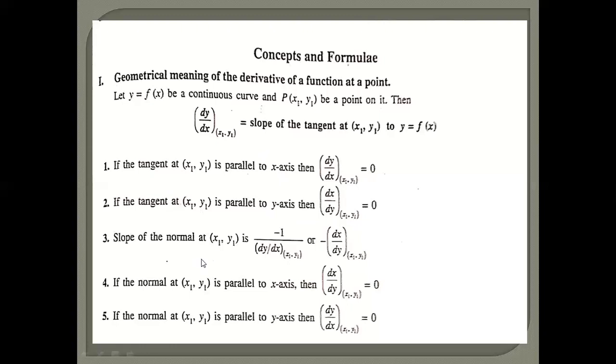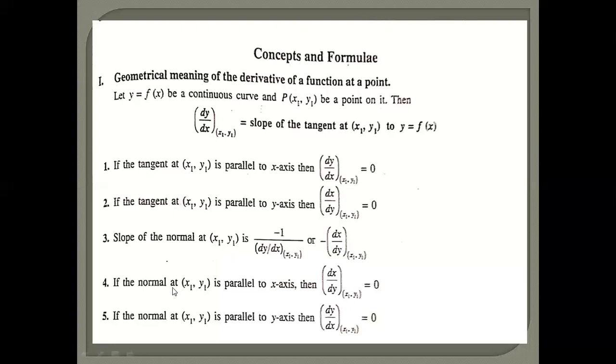Slope of the normal at x1 comma y1. Slope of the normal at x1 comma y1 is minus 1 by dy by dx at x1 comma y1. Normal is nothing but perpendicular. Slope of the normal at x1 comma y1 is minus 1 by dy by dx at x1 comma y1, or minus dx by dy. We can also take the reciprocal of this, minus dx by dy at x1 comma y1.